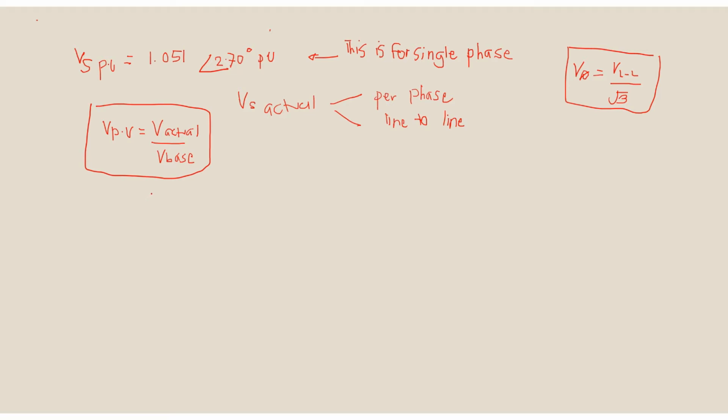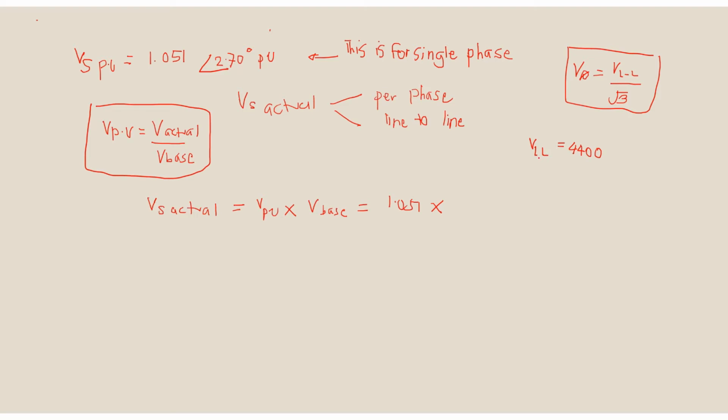Next, when we want to calculate the VS actual, we reshuffle this formula. That will be VPU times V base. VPU we already calculated as 1.051, times V base. If you remember, we are given the V base as VLL, 4,400 volt. This is given in the question.